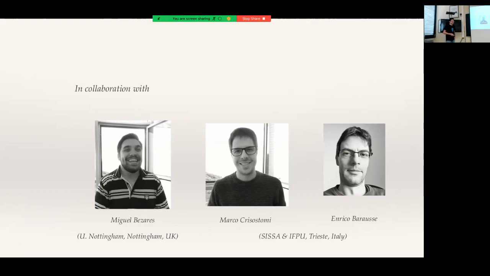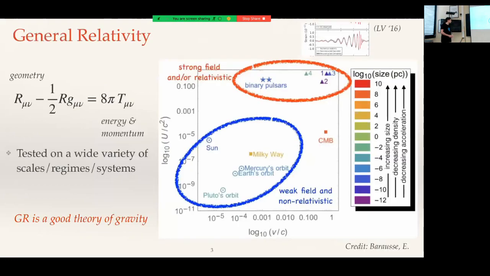So before talking about beyond GR, I want to give credit to good old GR. So GR is actually a good theory of gravity. Here I put the equations of motion of classical GR. And the point of this plot is to illustrate that this theory has been tested in a wide variety of scales, regimes, and systems. So what you see here is the binding energy against the characteristic speeds of different systems. And in the color scale, you see the characteristic types of different systems.